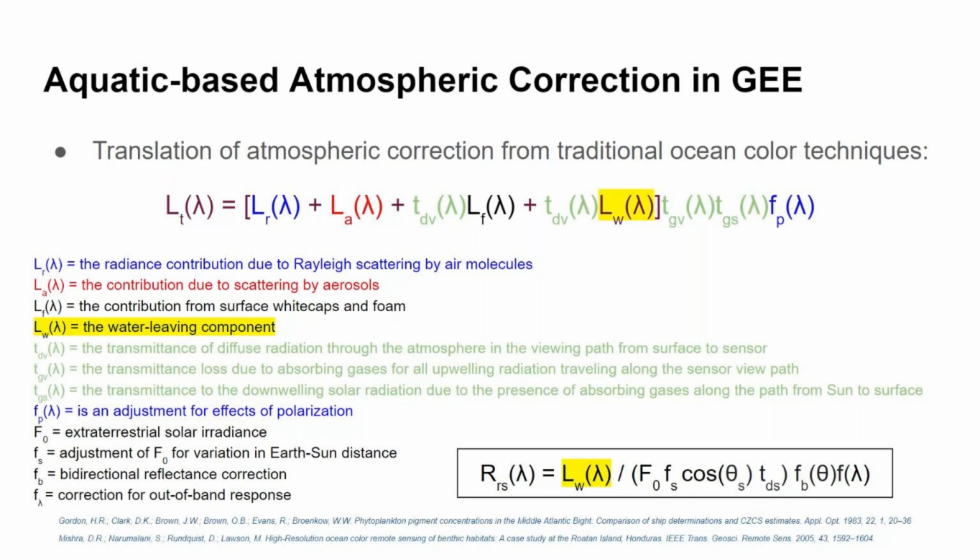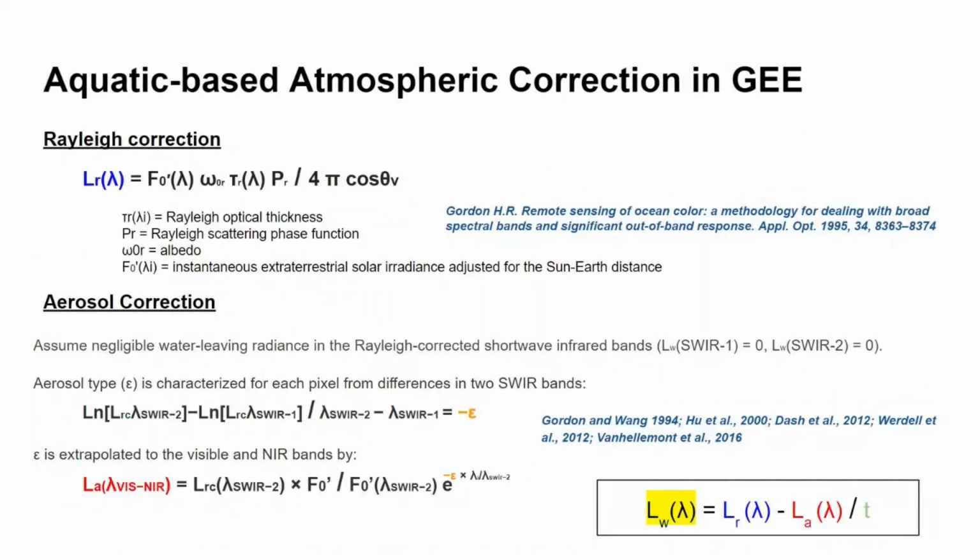I'm not going to go over this in great detail, but essentially we're taking Gordon and Wang's approach to Rayleigh correction by defining Rayleigh optical thickness, Rayleigh scattering phase function, and using the sun-sensor geometry properties available in the metadata from both of these sensors. In terms of aerosol correction, we're assuming negligible water-leaving radiance in the Rayleigh-corrected shortwave infrared bands, where aerosol type is characterized for each pixel from the differences in the two SWIR bands. These approaches can be found recently in Vanhellemont and Ruddick, Hu et al. 2000, and Dash specifically.